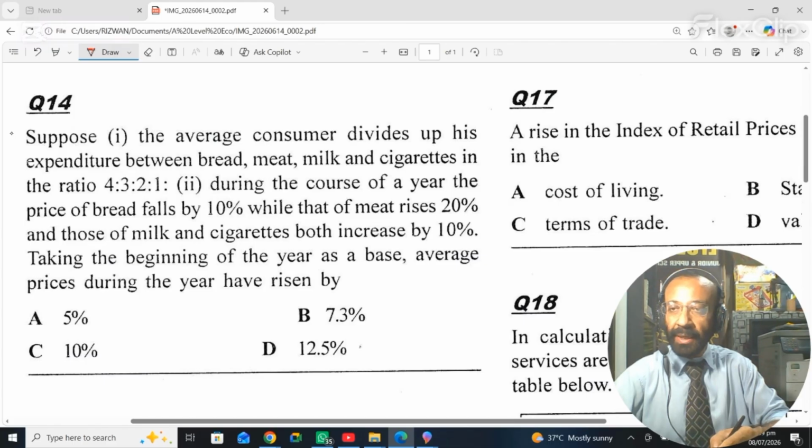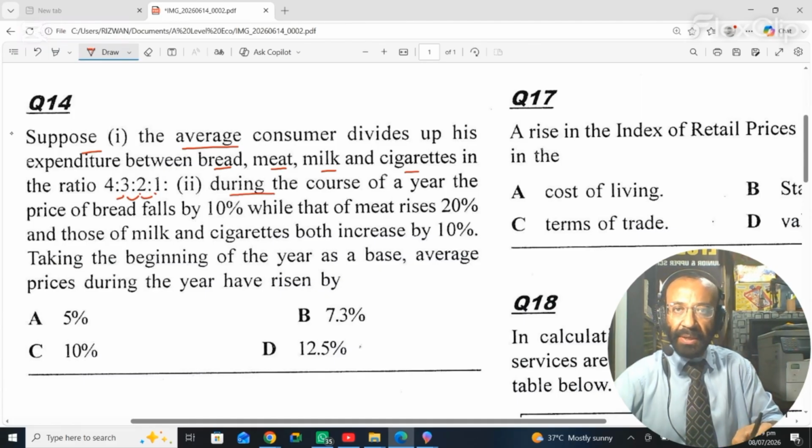Today we are going to solve a question from the topic of price indices in the subject of economics A levels. The statement of the question is: suppose the average consumer divides up his expenditure between bread, meat, milk, and cigarettes in the ratio 4:3:2:1.